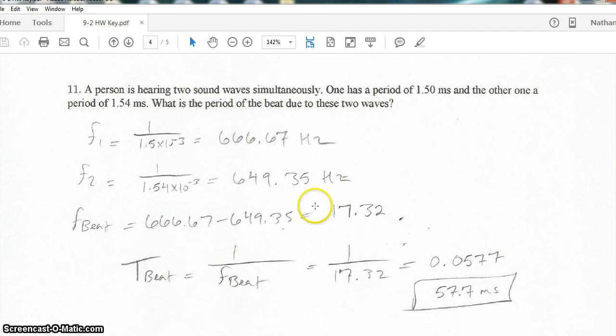So if that's the frequency of the beat, well, invert it one more time, right? The period of the beat would be 1 over the frequency. So 1 over 17.32, so 0.0577 seconds, right? So that's the period for one of these beats, right? So it happens every 0.0577 seconds, or if you prefer, 57.7 milliseconds.